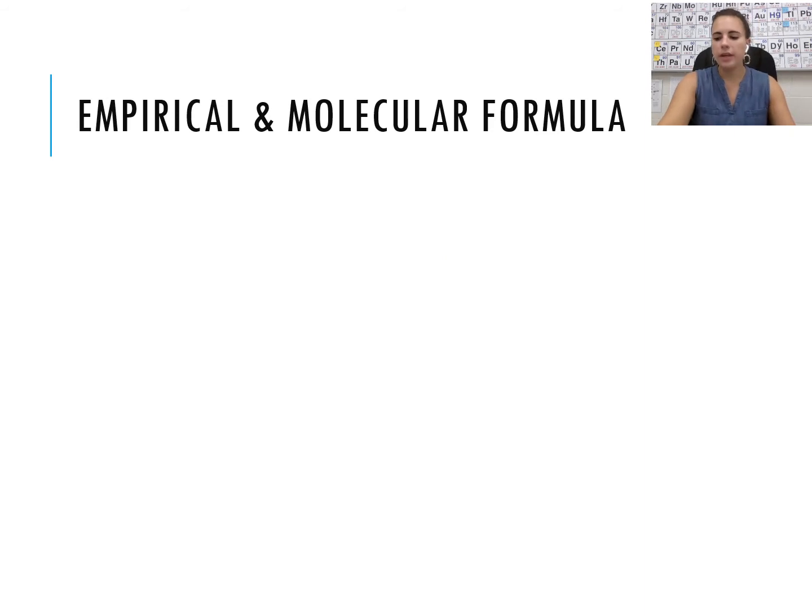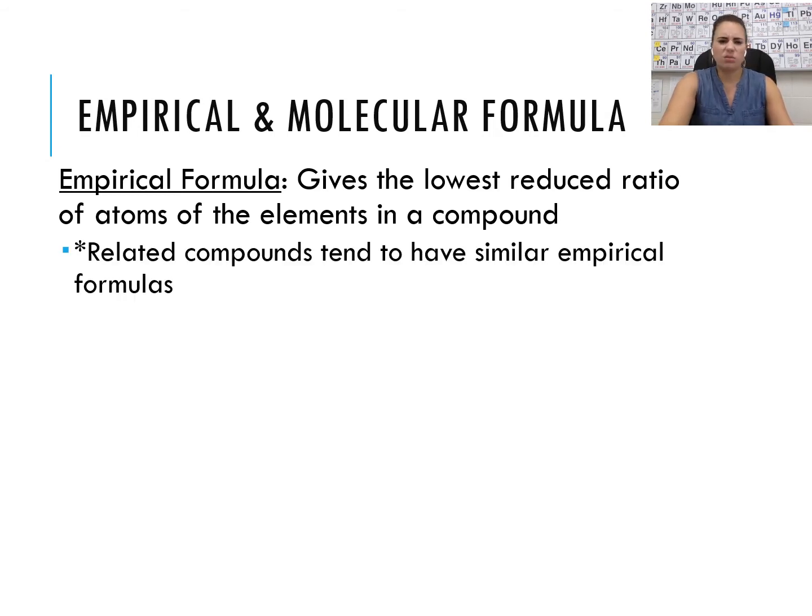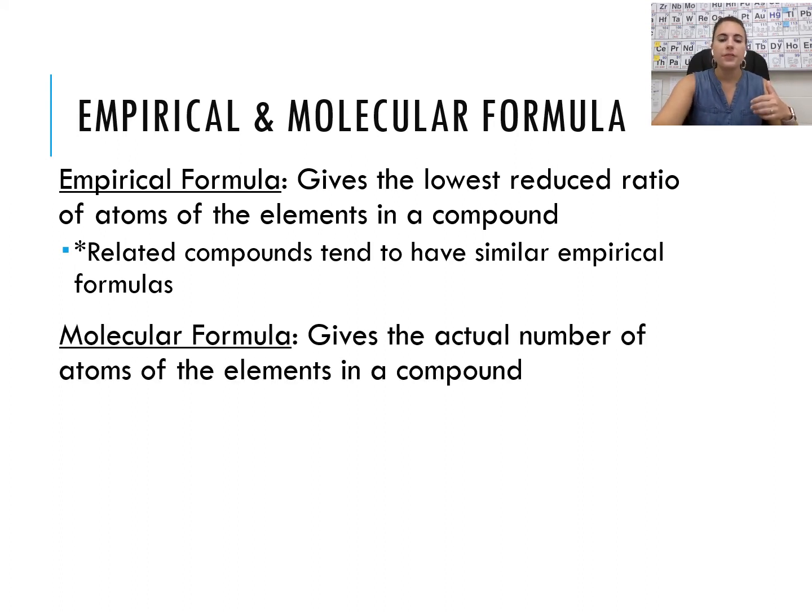Okay, so the next thing after percent composition that we're going to look at is something called the empirical and the molecular formula. So the empirical formula is the lowest reduced ratio of the atoms of each element in a compound. So what does that matter? Related compounds tend to have the same empirical formula, meaning they have the same ratio of atoms. The molecular formula, however, tells me actually how many atoms of each element I have in a compound.